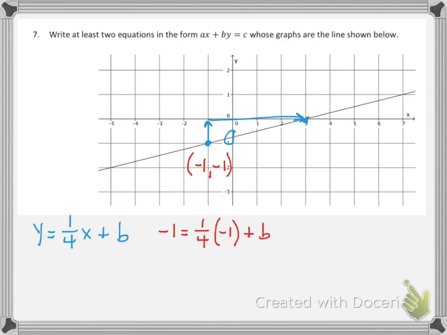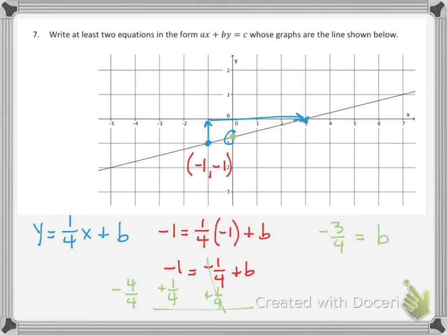So then I'm going to simplify so I can isolate the b. Negative 1 is equal to 1/4 times negative 1 is a negative 1/4 plus b. And then I'm going to add 1/4 to both sides. If I add 1/4 to both sides, I will get my answer for b. So the negative 1/4 and the positive 1/4 go away. I get b is equal to a negative 1 and a positive 1/4. Well, I'm going to make that negative 1 into a negative 4/4. And now I have a negative 4 and a positive 1. That gives me negative 3/4. So negative 3/4 is where the line crosses the y-axis, and that looks like that's true.